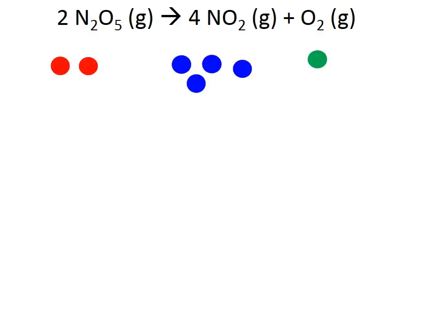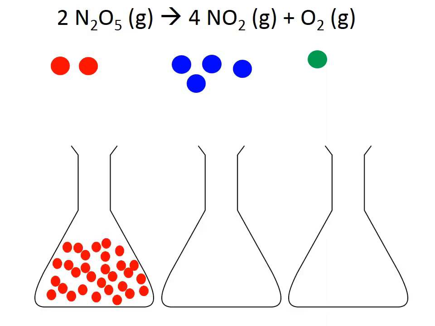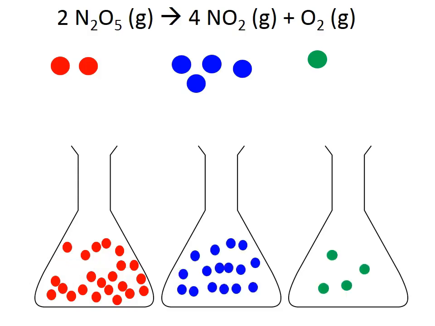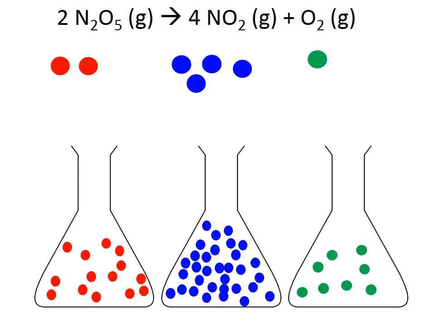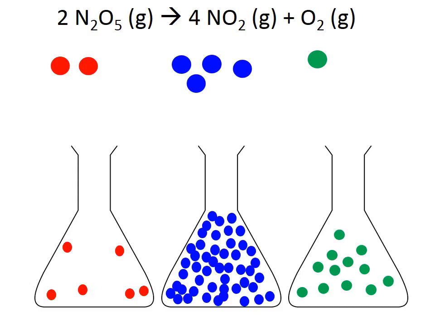I have a little cartoon. I've simplified the molecules a little bit to make them easier to see. If we could keep these in separate flasks, which of course we can't, but let's pretend we can, we'll start with just our reactant. And as the reaction proceeds, what you should notice is that NO2, the blue spheres, are formed at a much faster rate than the green spheres. And of course, the disappearance of the reactant spheres is faster than the rate of the other two.